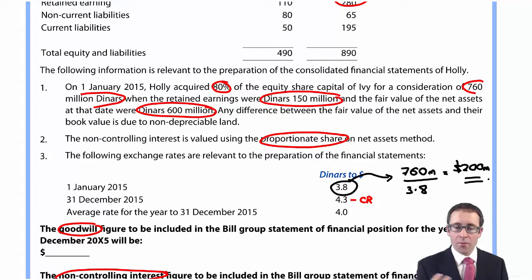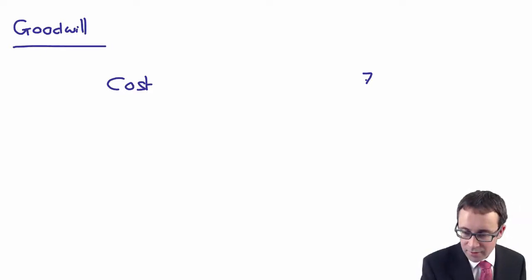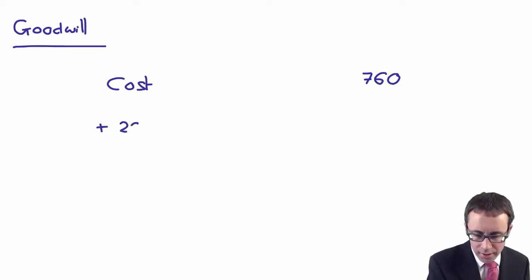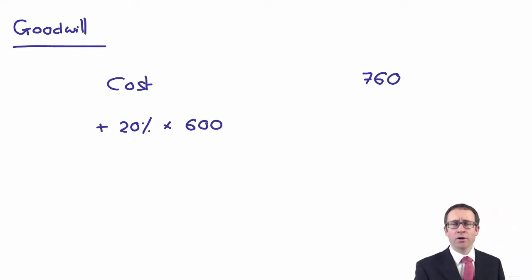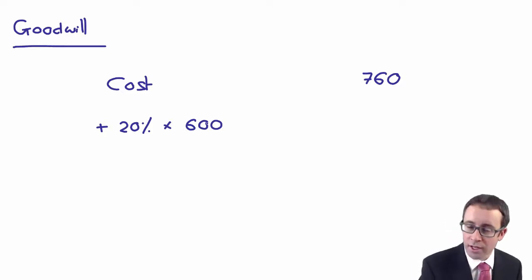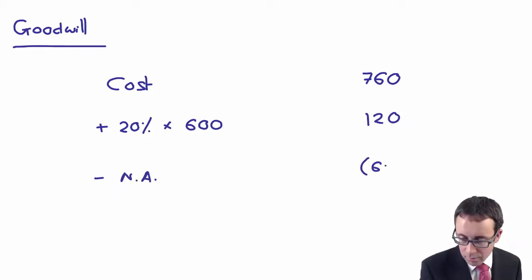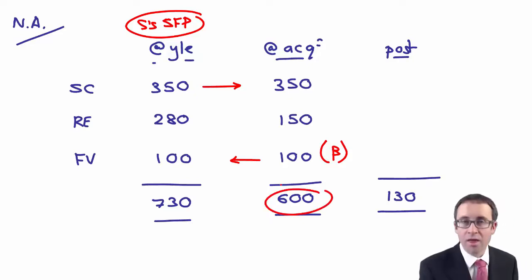Okay. We need to put in the 760. So we can put in there 760 million dinars. We add on the NCI share of the net assets at acquisition. So the non-controlling interest is based on the proportionate share. So is that 120? And then we deduct the net assets in full, which is 600. That 600, if you're curious, comes from there.